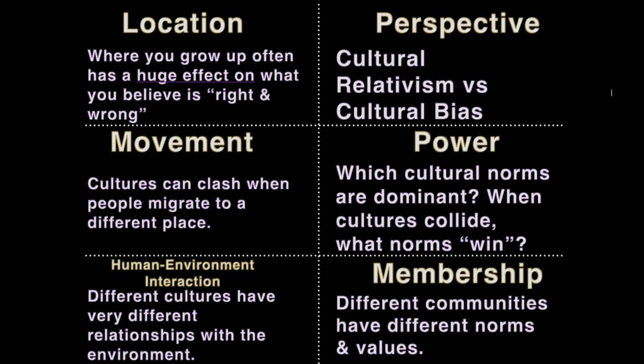Think about power. Which cultural norms are dominant? Who gets to say what is right and what's wrong in a particular area? When cultures end up colliding, what norms win out? In terms of human-environment interaction, different cultures have very different relationships with the environment, whether that's animals or plants, the air. And finally, membership. Different communities have different norms and values. That's where we get the different cultures from around the world. So we can see, just like any lesson we do, we can connect those 2 terms to the 6 themes that we're seeing over and over again in our class.